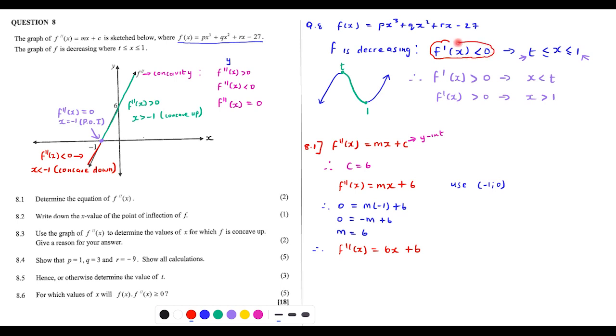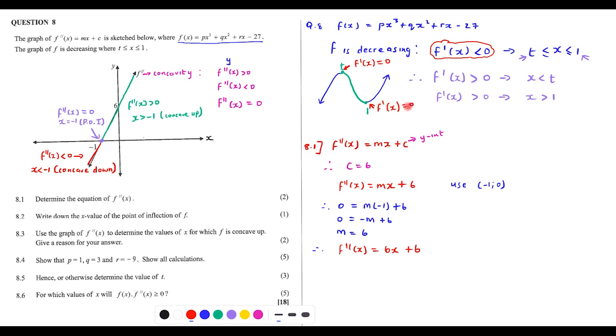So that will be at the left, right? That will be between t and 1, right? And then we also said that this implies that our derivative is increasing at x less than t, and also increasing at x equals 1, right? Now this also means that at t and at 1, our derivative equals 0, right?